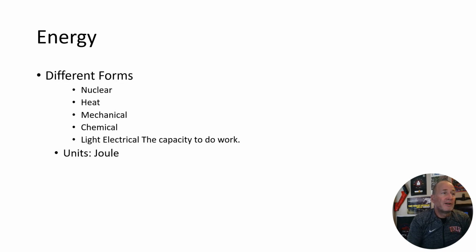So when we start talking about energy, we've got to understand that there are different forms of energy. Energy is the capacity to do work. From a physics perspective, work is applying a force over some distance, so it involves some type of movement, if you will. And there are different forms of energy: nuclear, heat, mechanical, chemical, light.